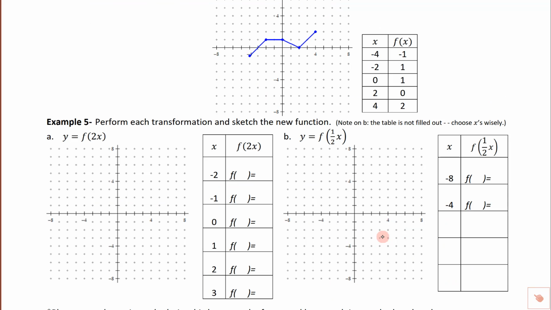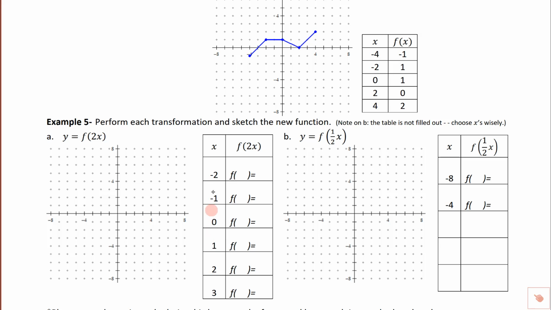All right, so we're on the other side. We're on example 5. It says perform each transformation and sketch the new function. And it says, note on B, the table is not filled out, so choose the x's wisely. So this is function B. We've got a couple of points filled out. That looks a little bit weird. We're going to need to fill those out completely. And again, it's the same parent graph, same parent function, so we've got the function values right there for us to refer to. So here's what we're going to do on this one.